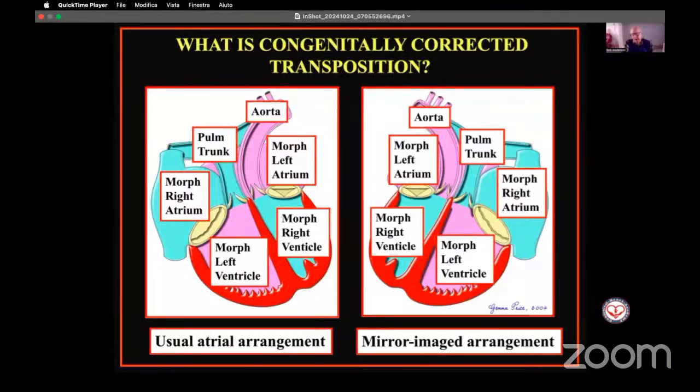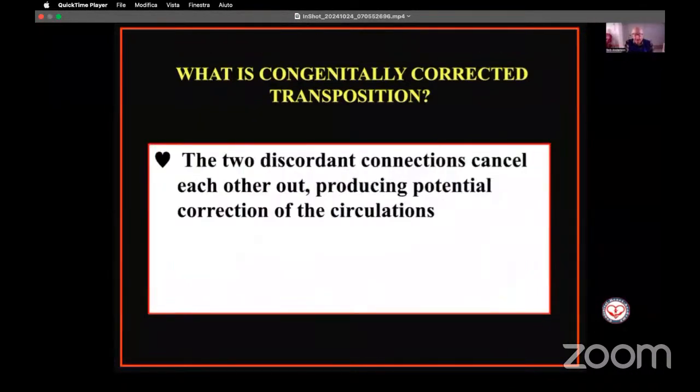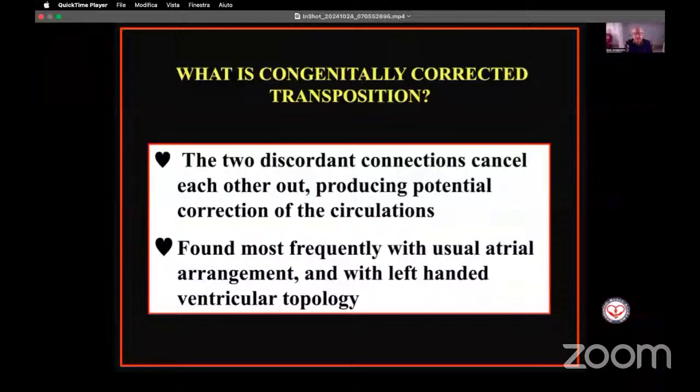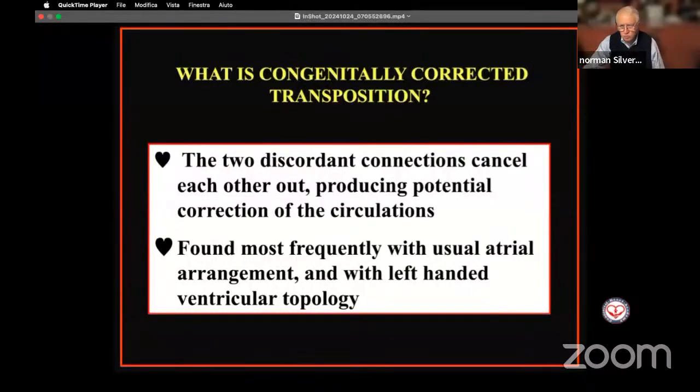So here you've seen the situation in diagrammatic form, and what I've emphasized is that the two discordant connections cancel each other out, and that is what potentially corrects the circulations. And most usually, it is found with usual atrial arrangement, and because of the mirror-imaged ventricular mass, there is left-handed ventricular topology. But you've heard enough of me for the time being, so let's look at this in a video that's been prepared for us by Diane.